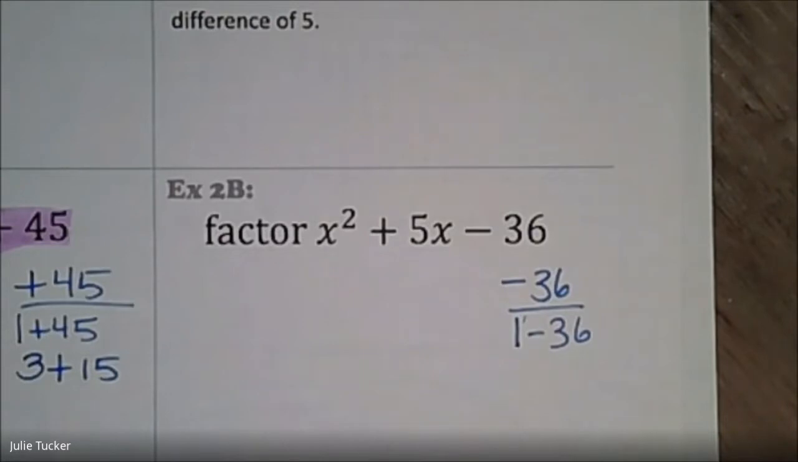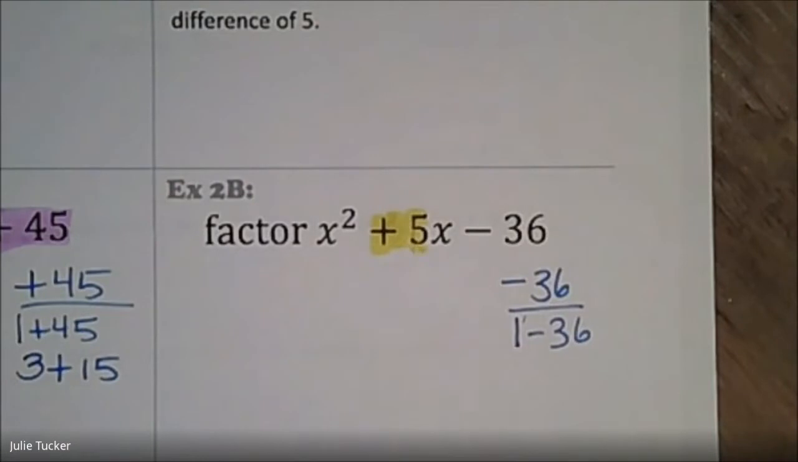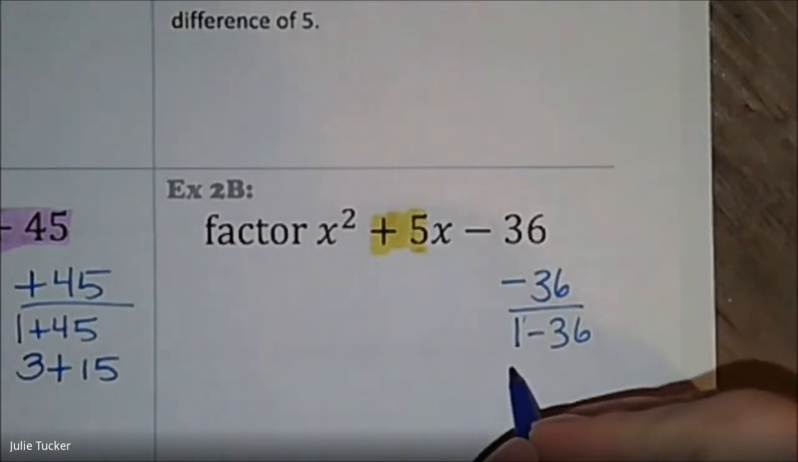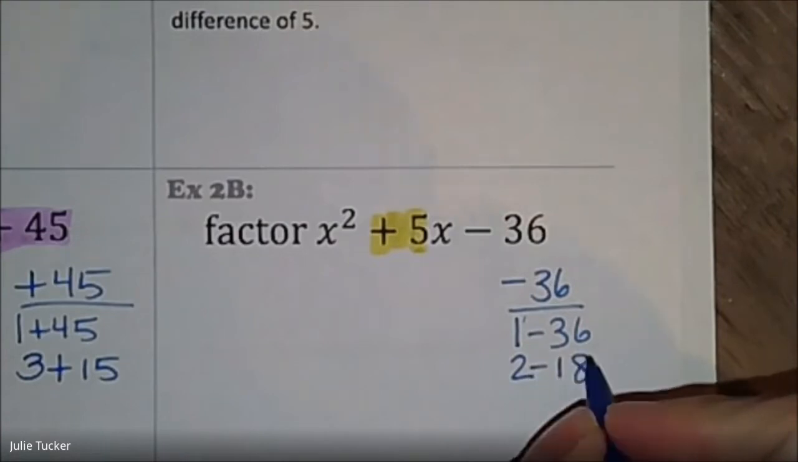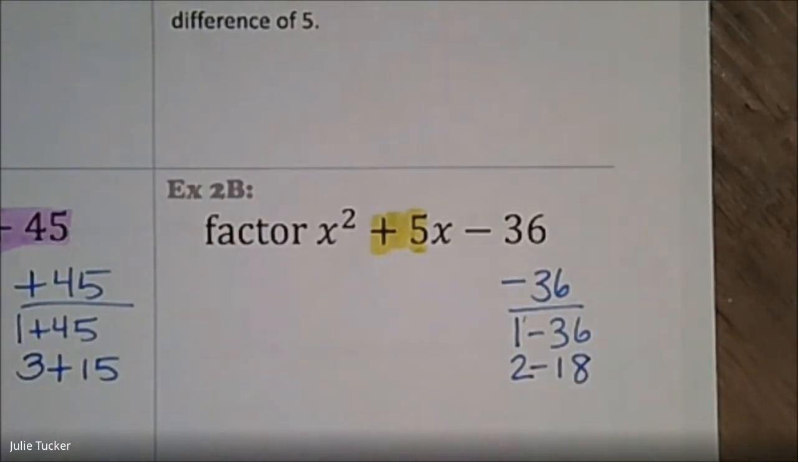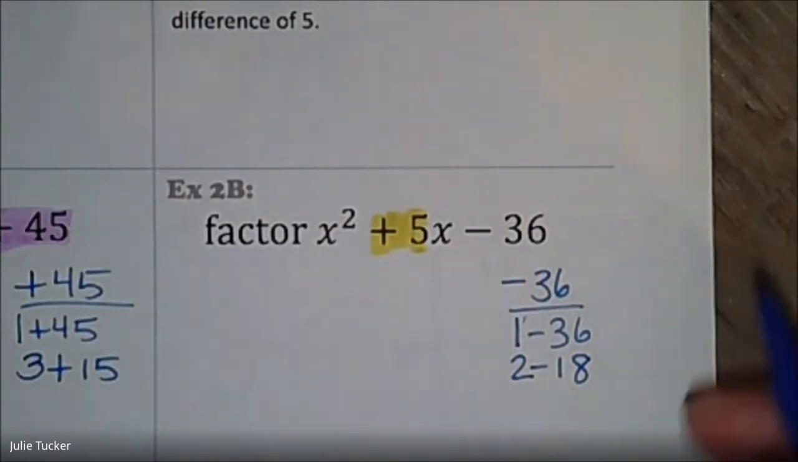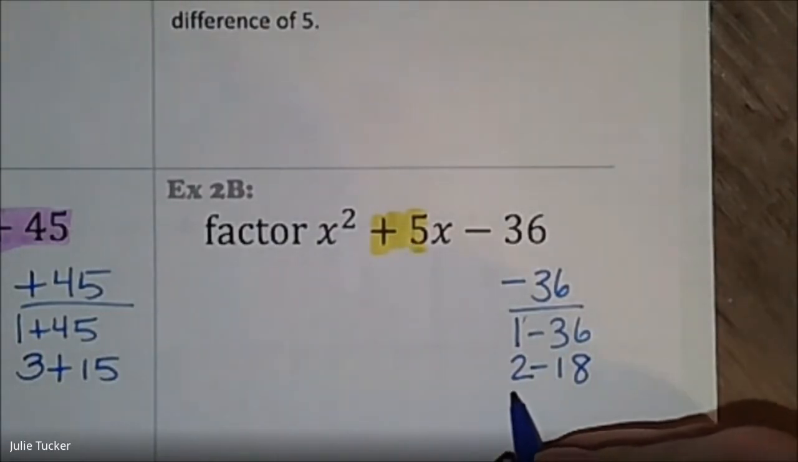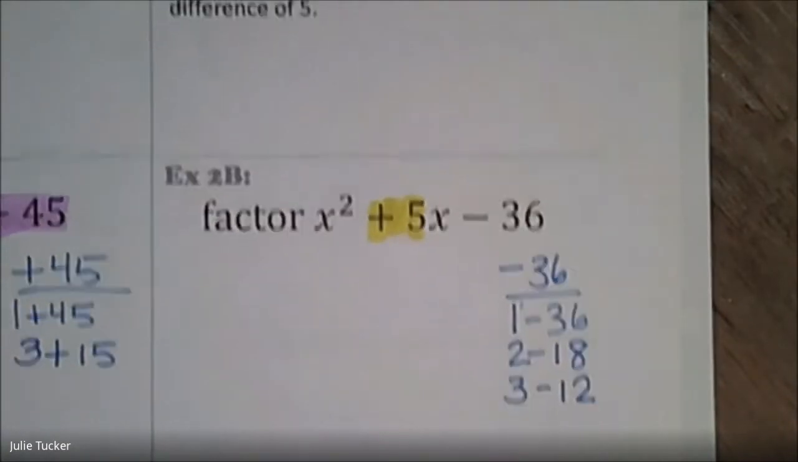But I'm trying to get a positive 5. Next, it divides by 2. 2 into 36 is 18. And if I do 2 minus 18, I still don't get 5, right? So next, I'm going to try something else. 3. 3 times 12 is 36. 3 minus 12 would be negative 9. So I still don't have the right numbers.